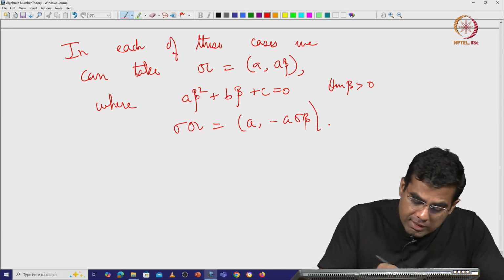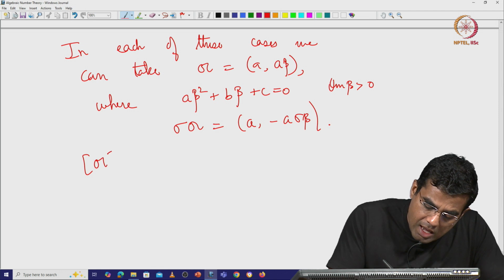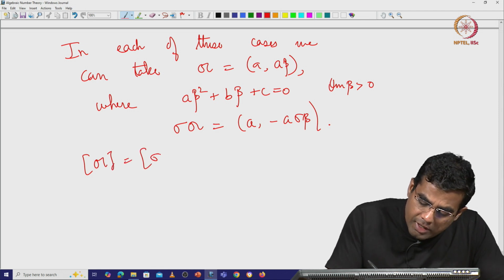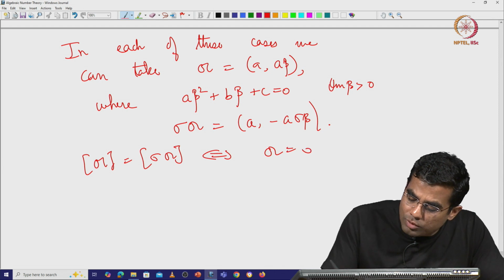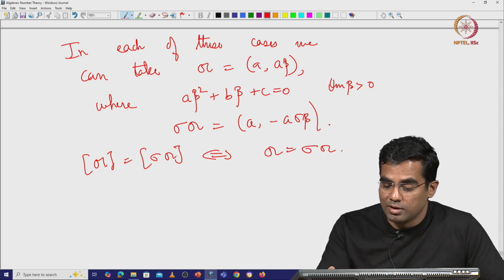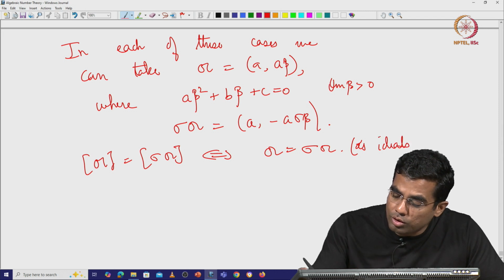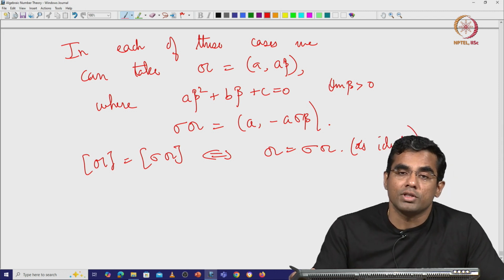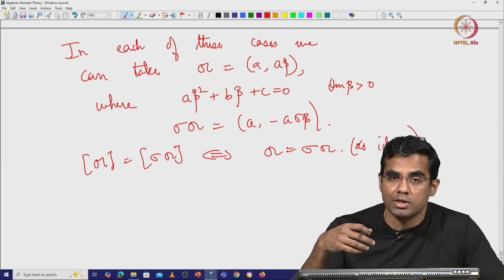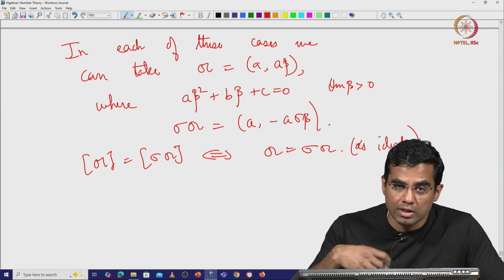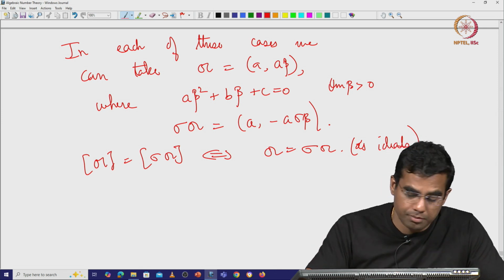All right. So, in this case we see that the class of A is equal to the class of sigma A if and only if A is equal to sigma A, right. So, as ideals. So, not only that their classes are the same, but with this good choice of a representative in each class, we see that the ideals themselves are the same.